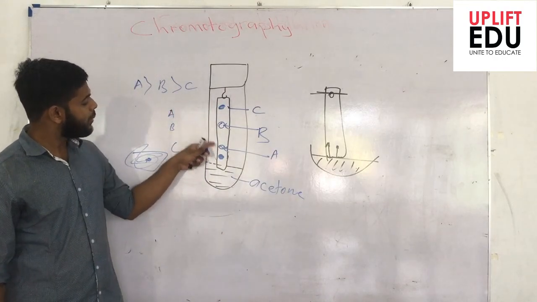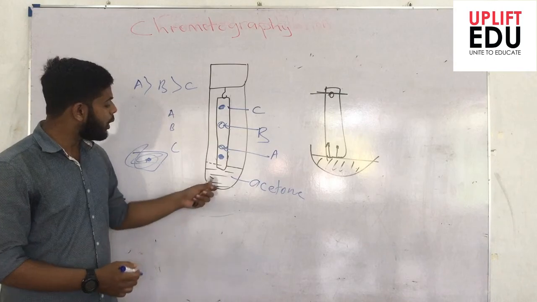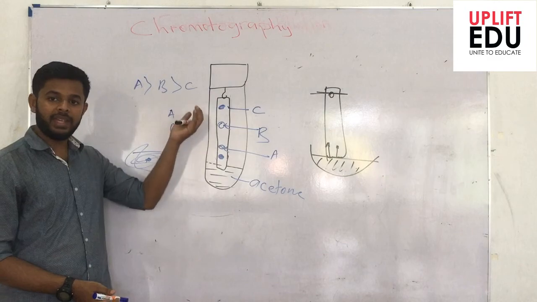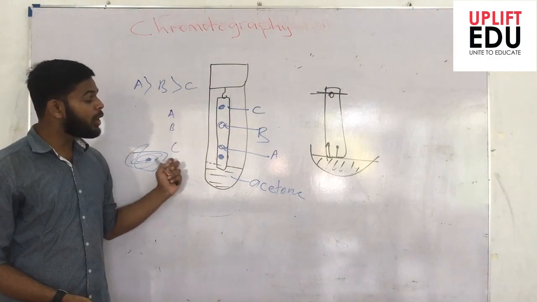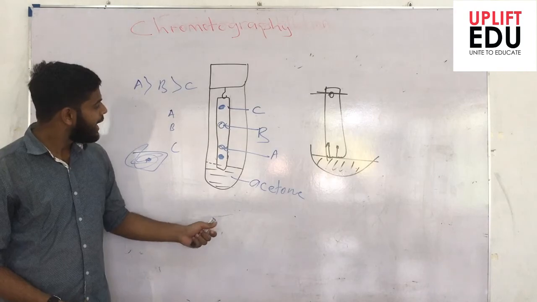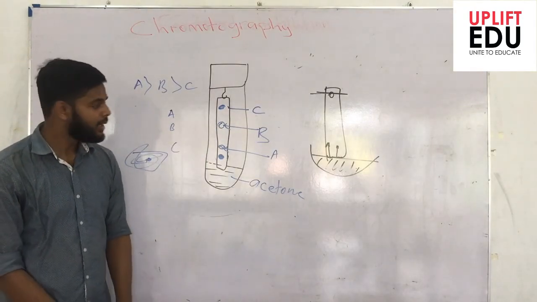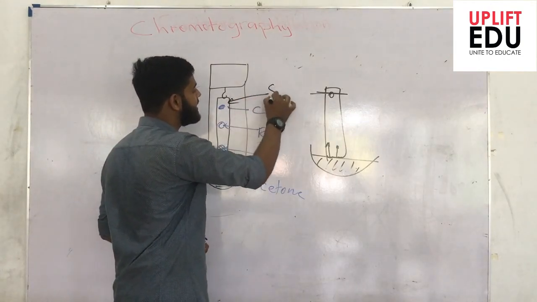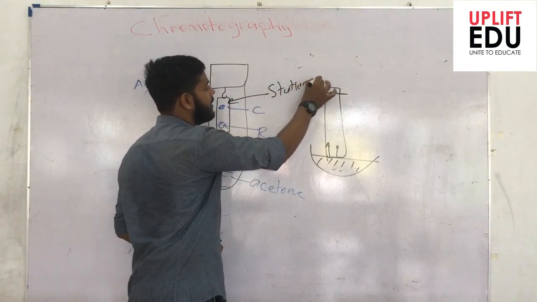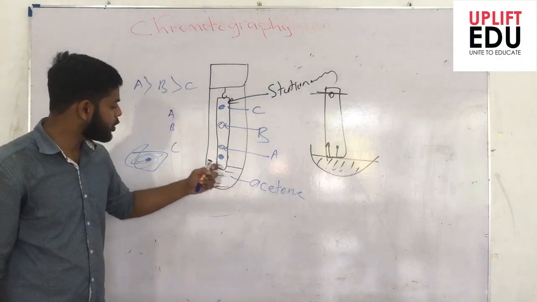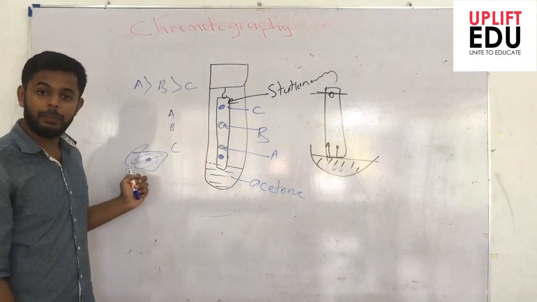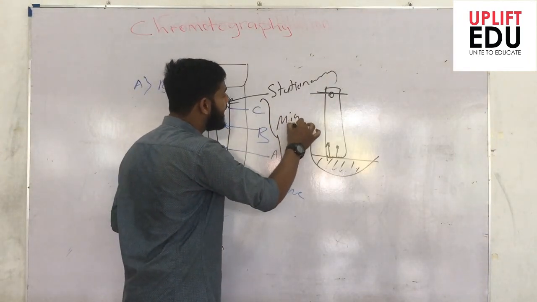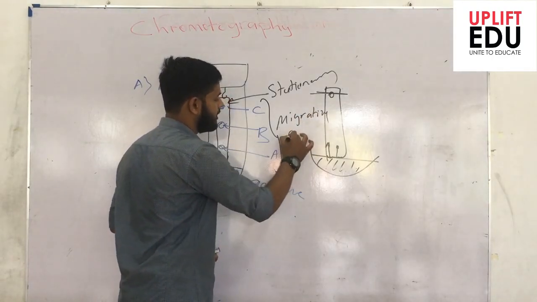The reason why these components have moved is that once the solvent we are keeping at the bottom moves, the components of the chlorophyll mixture also get dissolved and keep moving upward, right? The paper is at rest, so we call this the stationary phase, right? And the solvent and the other components of the particular mixture keep on moving. We call these components the migrating phase, right?